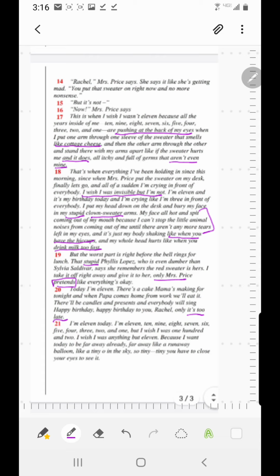"I wish I was anything but 11 because I want today to be far away already. Far away, like a runaway balloon." Again, a simile. What is it that's being compared to? Her day, the memory of today. She wants it far away, like a balloon that has run away.